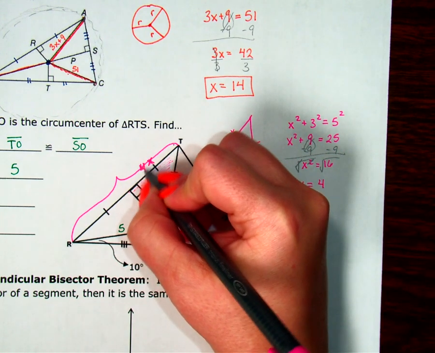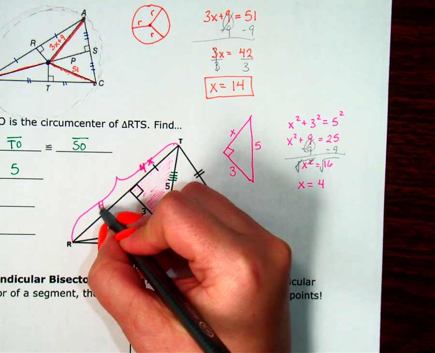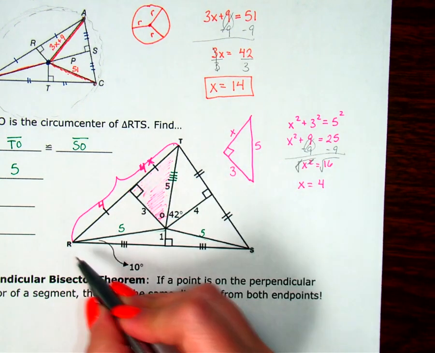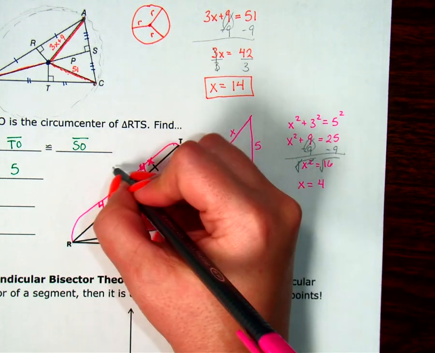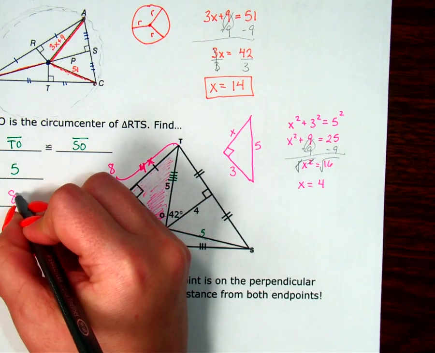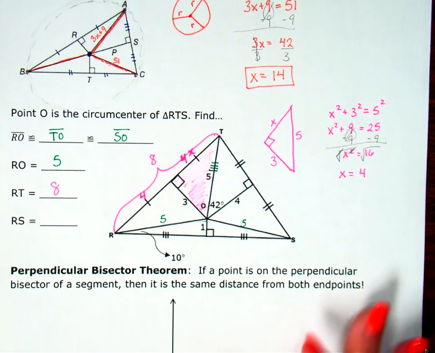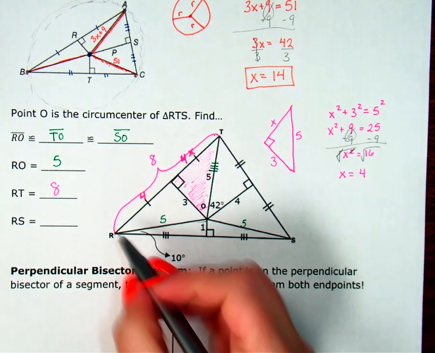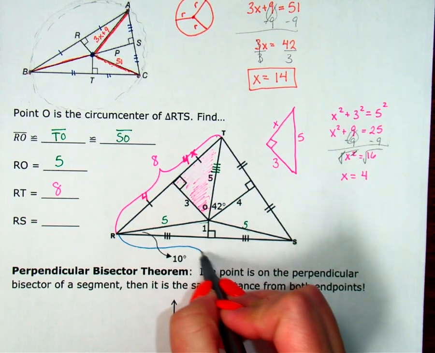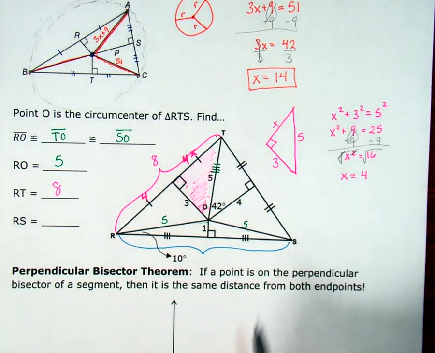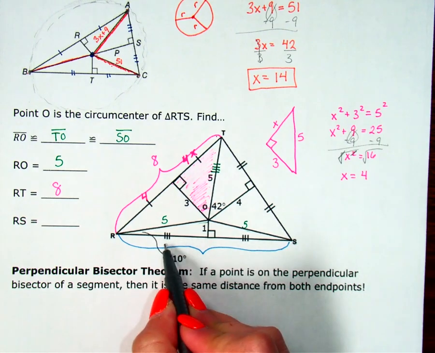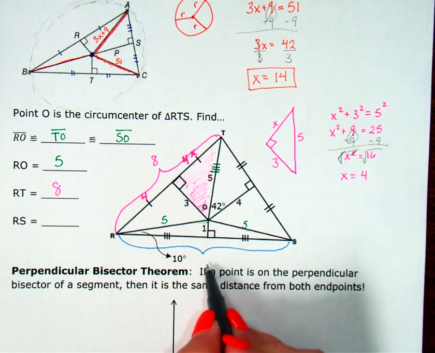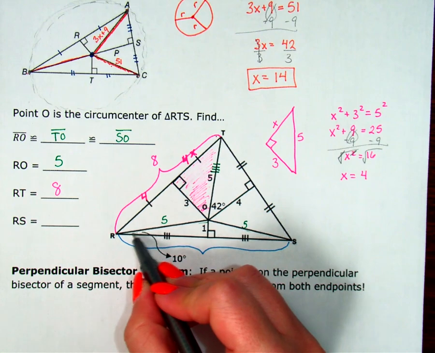So that means this piece here is 4, which means this piece here is 4. And the whole length then is 8 for the distance from R to T. Okay, and then the last one it wants to know here is the distance from R to S. So I'm going to do the same exact thing. From R to S, if I can find one side, then I can double it to know the whole thing.